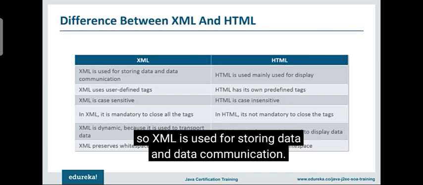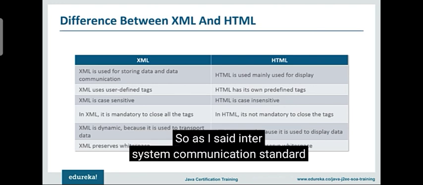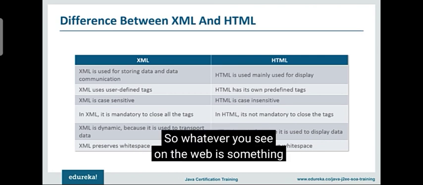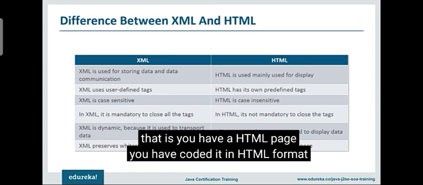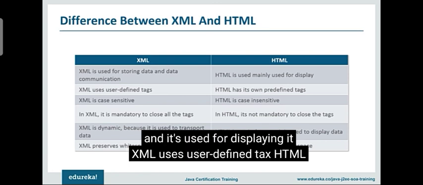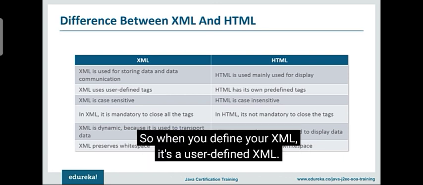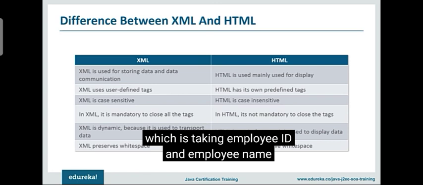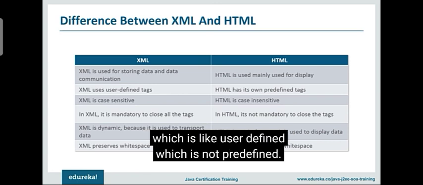What is the difference between XML and HTML? XML is used for storing data and data communication. As I said, it's an inter-system communication standard, and HTML is used for display. Whatever you see on the web is a HTML page that you have coded in HTML format, and it's used for displaying it. XML uses user-defined tags. HTML has its own predefined tags. When you define your XML, it's user-defined. As I said, today I might have a service which is taking employee ID and employee name, which is user-defined, not predefined.